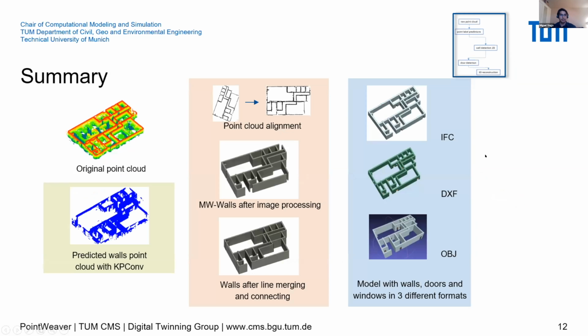So finally, it's a summary. We have the original point cloud. We created walls with the trained KBConf, and we align the point cloud with the X and Y axis. We extract the Manhattan walls with an image processing step. Then we get better walls after line merging and connecting. And after door and window detection, we create 3D models that are exported into IFC, DXF, and possibly we can create an OBJ from the IFC model.